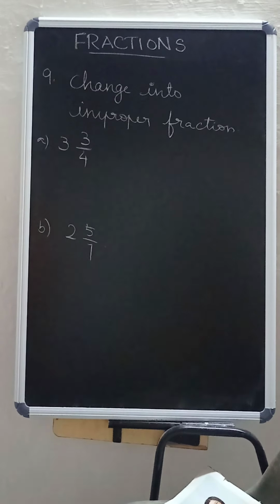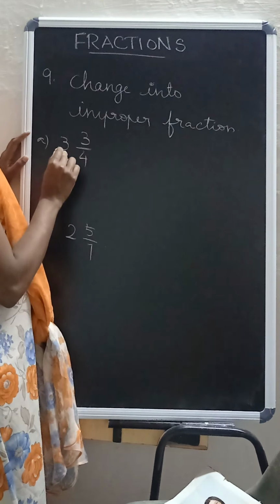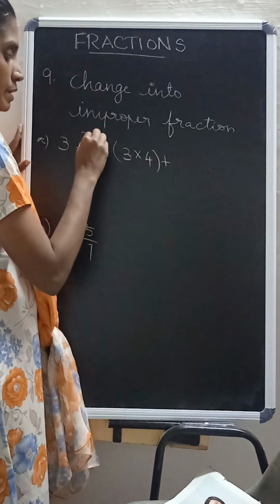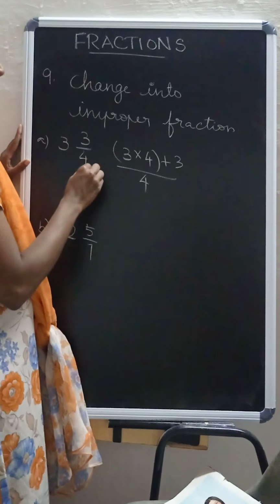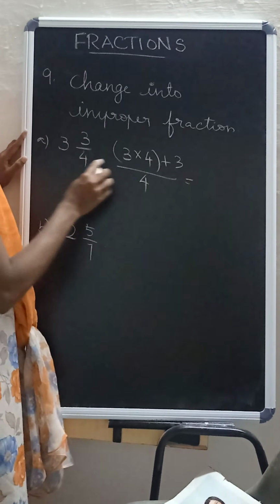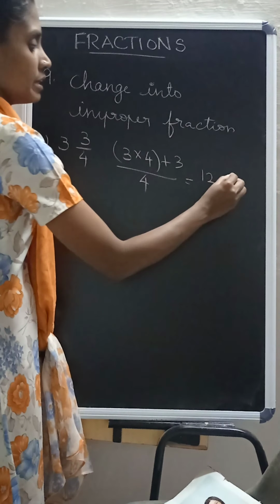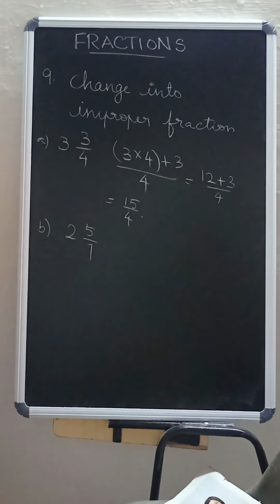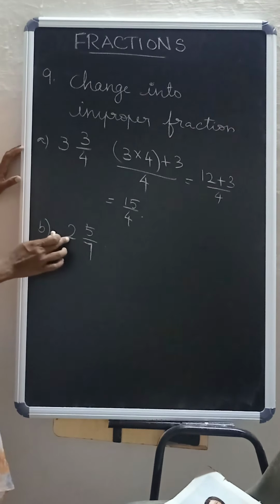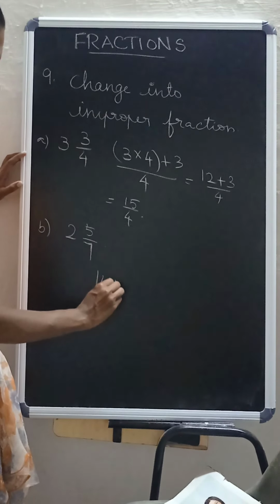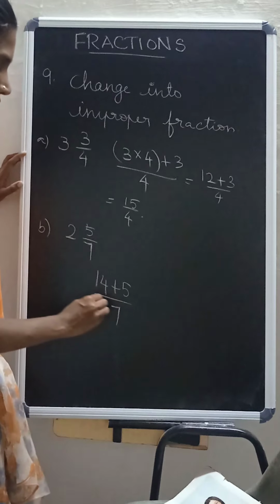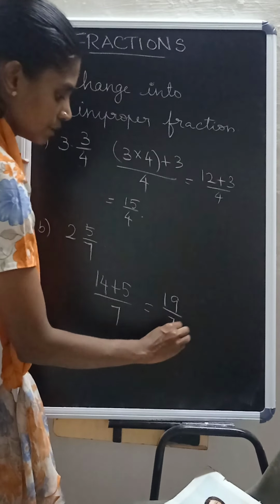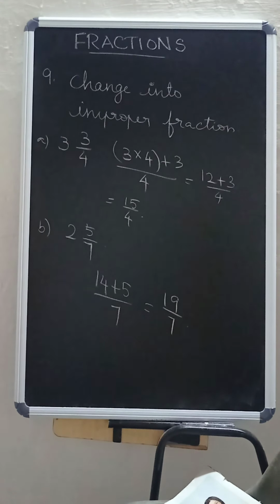Now, change into improper fraction. So, the whole into the denominator plus the numerator, divided by the denominator. So, 3 4s are 12, 12 plus 3 by 4, 15 by 4. Okay. 7 2s are 14. So 14 plus 5 by 7. The 7 you need to write it here. So that is nothing but 19 by 7.